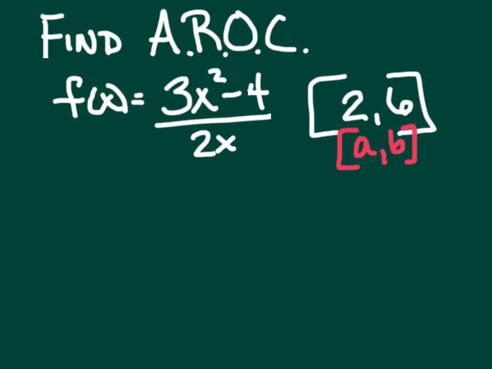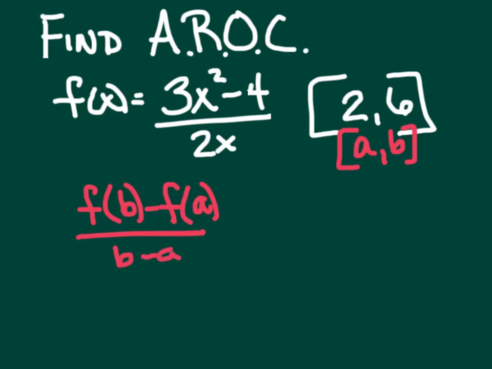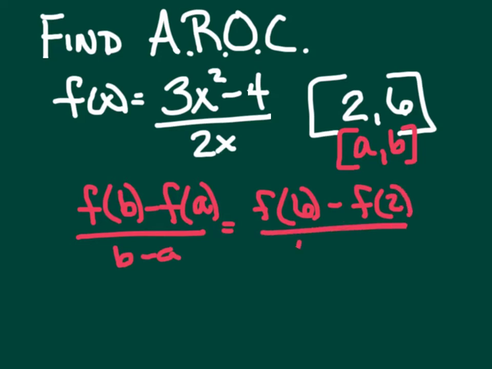Now, you clearly don't need to sketch it out every time. Obviously, I was just trying to reiterate that we're just finding the slope of a secant line. So I'm going to say this is f of b minus f of a all over b minus a, which is equal to f of 6 minus f of 2 all over 6 minus 2. And I'm just going to take my time and evaluate. Clearly, the bottom is 4.